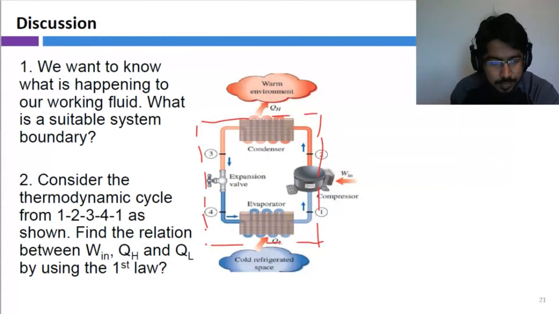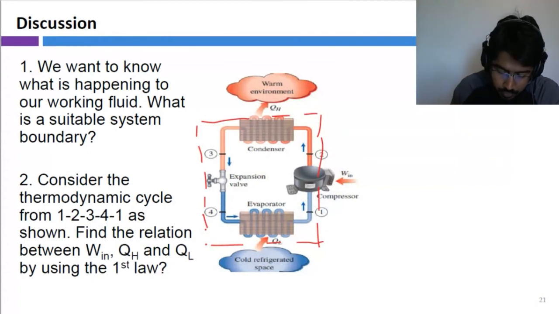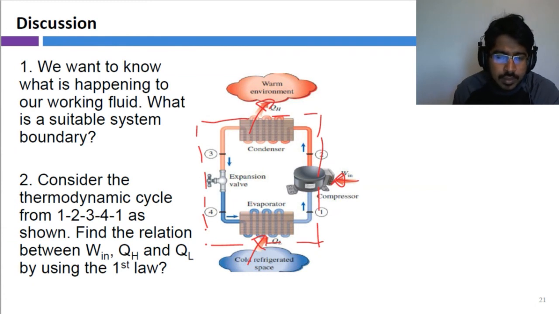So now here we have a heat input, work input, and heat outlet, right? So now we know that there's three things that are crossing the boundary. Okay. Now back to my original question. What is special about a cyclic process?